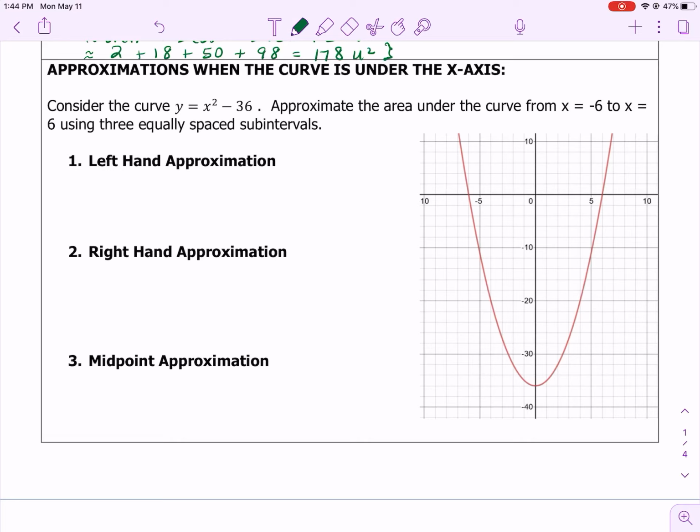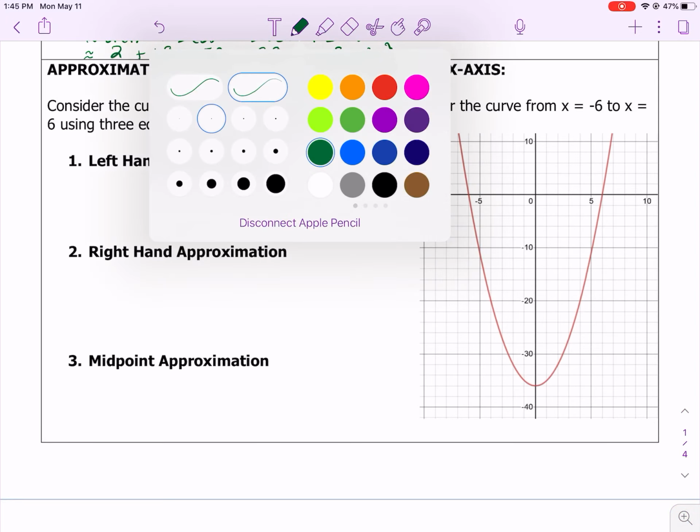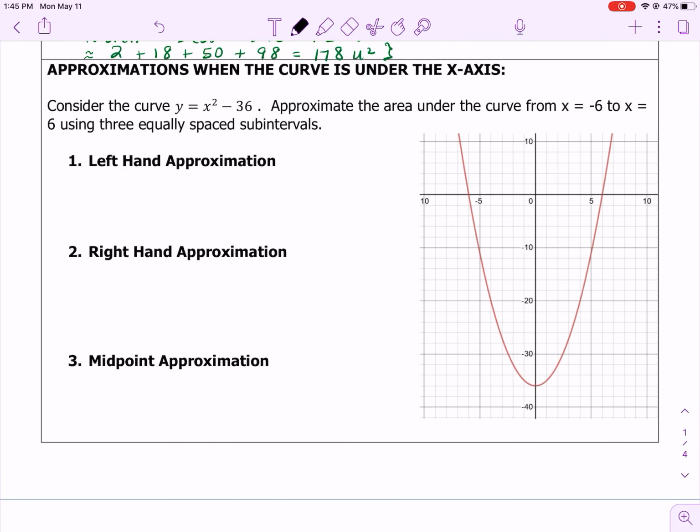Approximations when the curve is under the x-axis is going to be very, very similar to what we did above. The only difference is now that the value of the function is going to be negative. We're going over a question like this. You usually don't see a lot of these if you were to Google approximating the area under the curve, because this really will come more into play when we start dealing with integrals, but it's about getting used to dealing with negative values for functions.